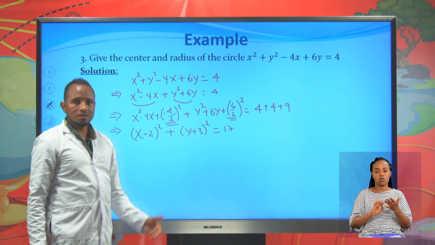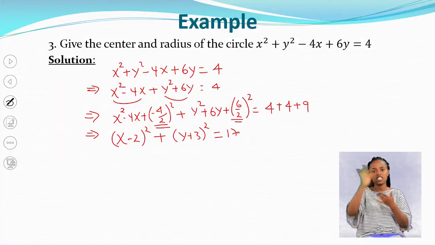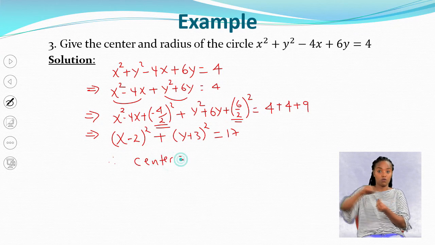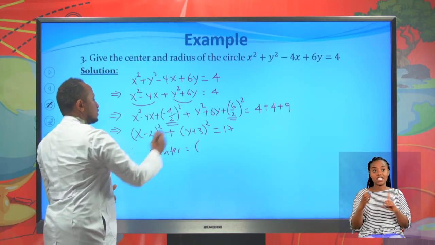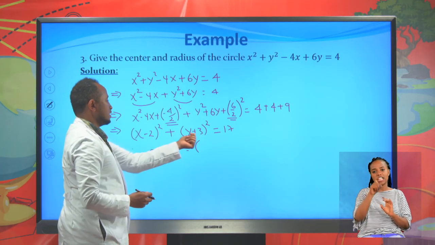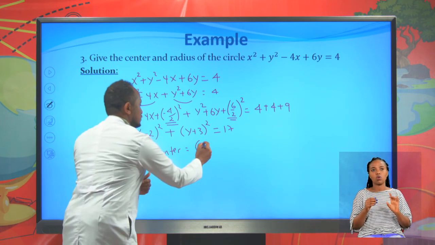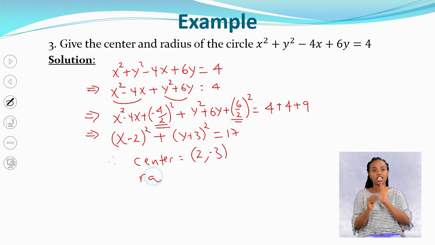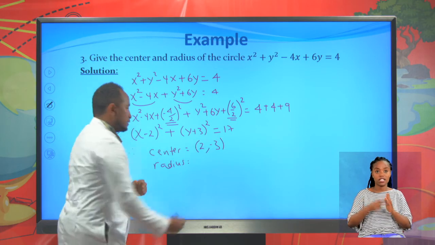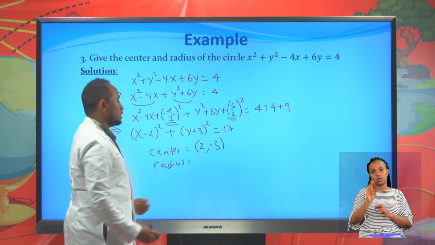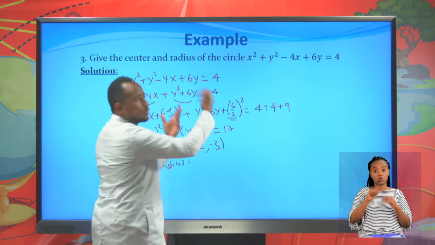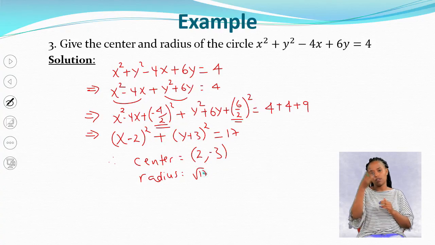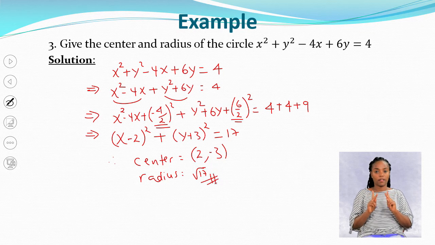So from this you can easily see the center and the radius. Therefore, the center of this circle is simply the coordinates of x and y, but taking their opposite. So the center is positive 2 and negative 3. And the radius of this circle is the square root of 17. This one is the radius squared, so r squared is 17. Therefore, the radius is the square root of 17. Okay, so this will be the answer.